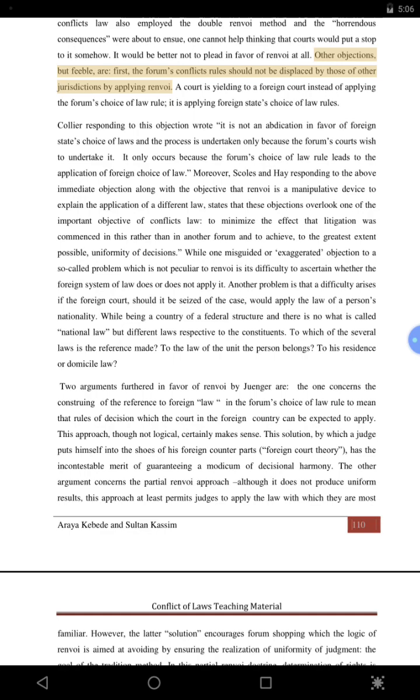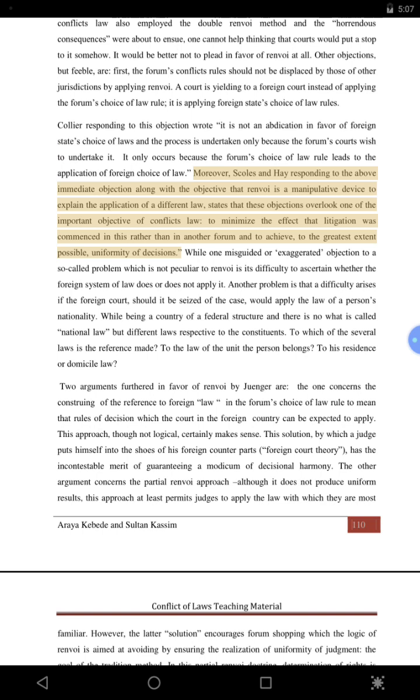Other objections, but feeble, are, first, that the forum's conflicts rules should not be displaced by those of other jurisdictions by applying renvoi. A court is yielding to a foreign court, instead of applying the forum's choice of law rule, it is applying a foreign state's choice of law rules. Collier, responding to this objection, wrote, "It is not an abdication in favor of foreign state's choice of laws, and the process is undertaken only because the forum's courts wish to undertake it. It only occurs because the forum's choice of law rule leads to the application of foreign choice of law."